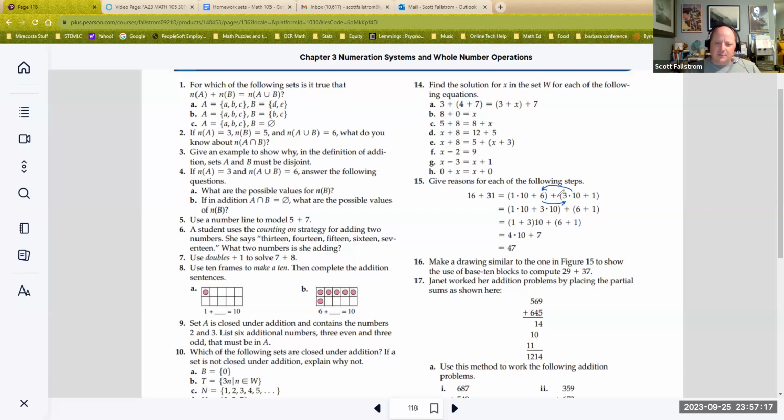That's the commutative property. Let's see here. Then what do we have here? One group of 10 and three groups of 10 is the same as 1 plus 3 groups of 10. So this is known as the distributive property of multiplication over addition. You've seen this in most of your other math classes. 3 times (x plus 5) became 3x plus 15.